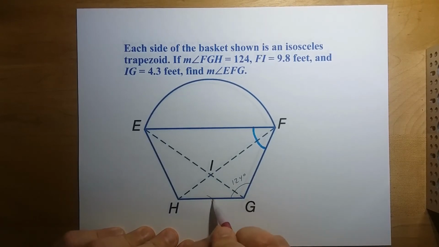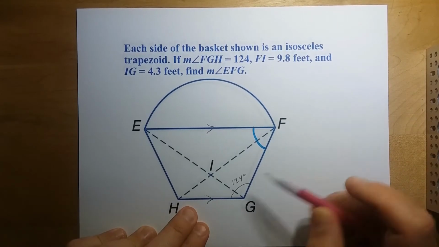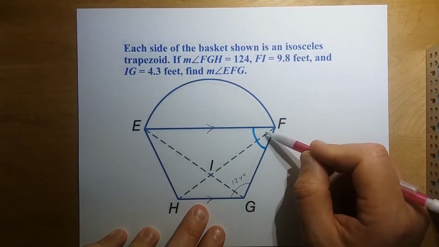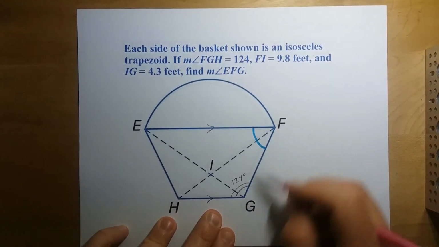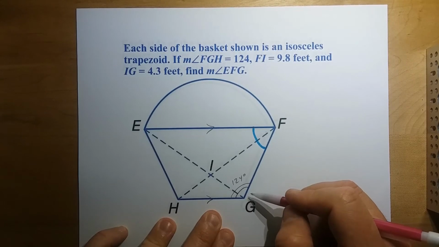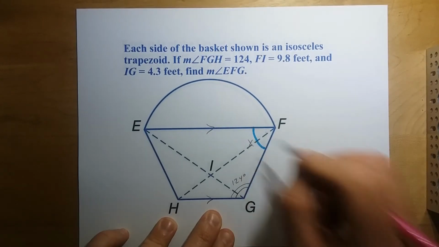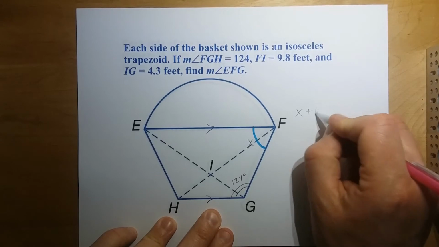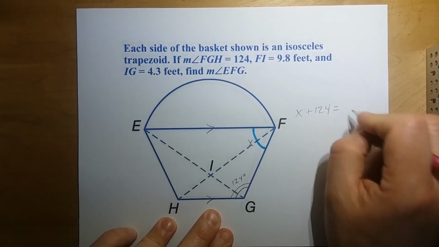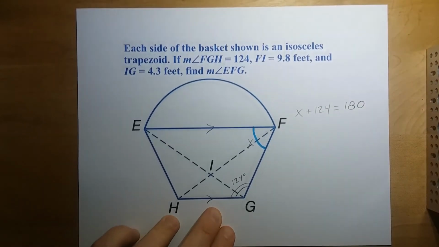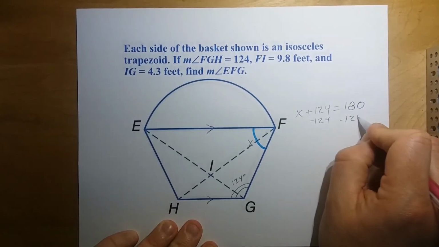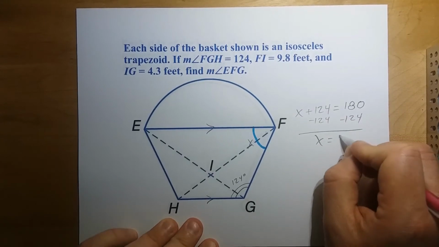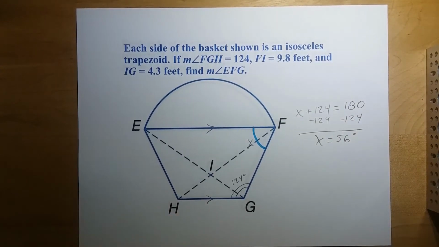Same thing. This is a trapezoid. Those are parallel lines. That makes FG a transversal. And the relationship between these two angles, let me give that 2 arcs, they are consecutive interior angles. We know when the lines are parallel, the consecutive interior angles have to be supplementary, which means they add up to 180. So we can subtract 124 from both sides. We're going to get X equals 56 degrees.